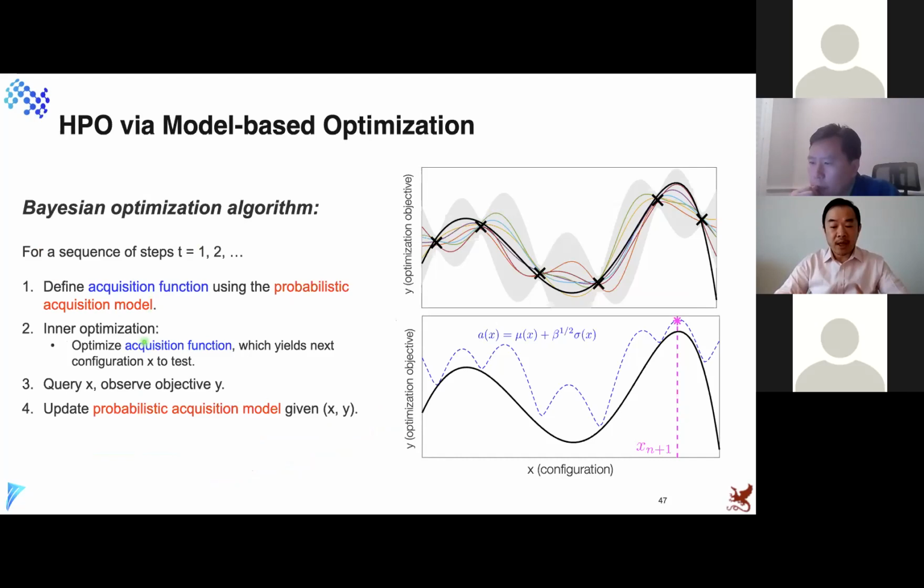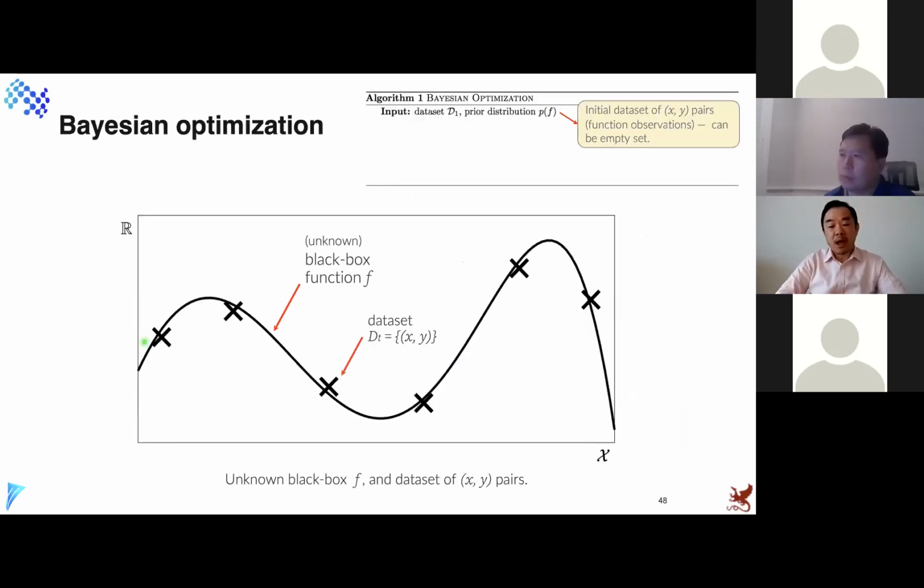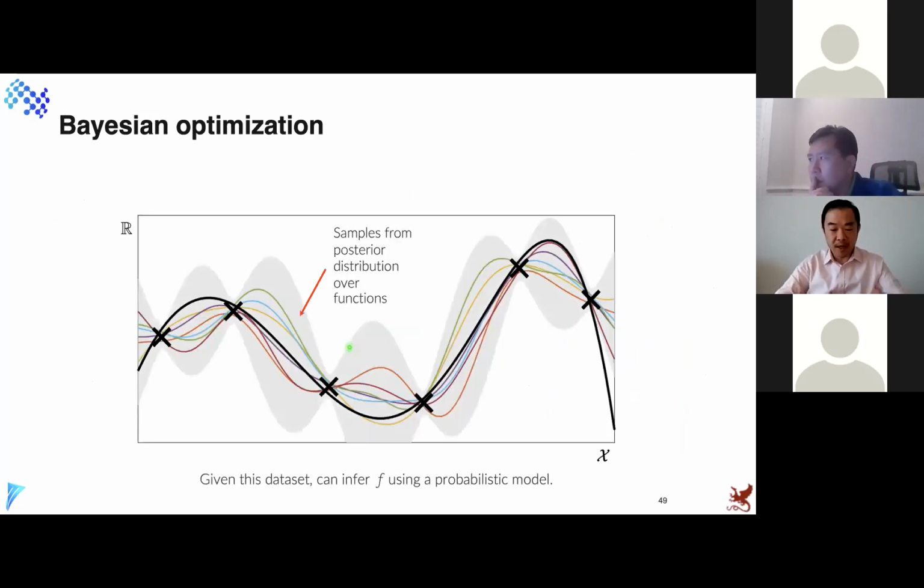So we can actually step into this algorithm and look at what each step is doing. For example, we assume that we already have a couple of instances of query and outcome pairs, call them X and Y. And we can also assume that we have a prior distribution of the probabilistic acquisition model, such as a Gaussian process. Then given the prior and given these few instances, you can come up with a posterior distribution of the acquisition functions or acquisition model like this.